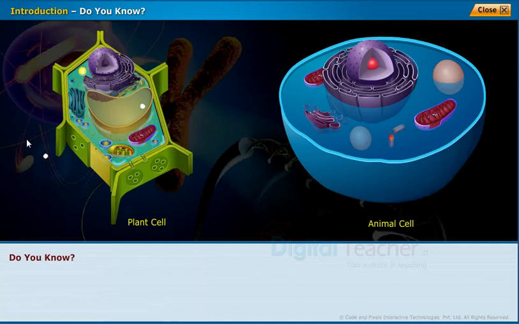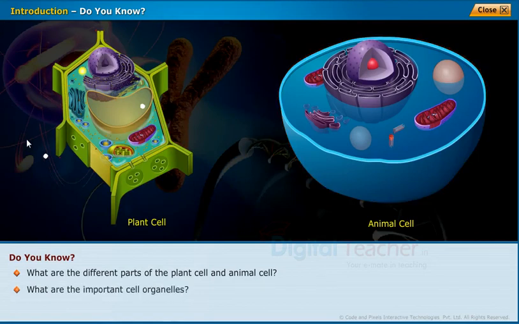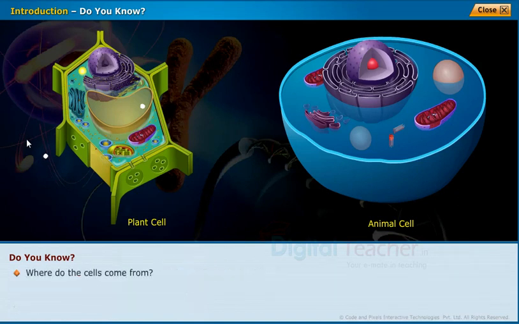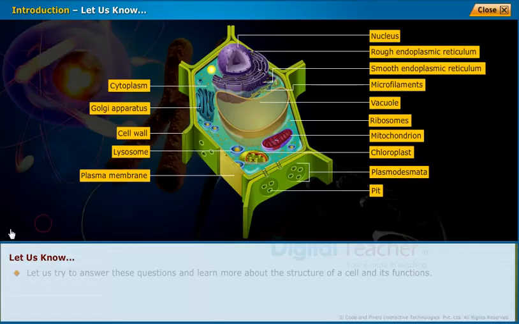Do you know what are the different parts of the plant cell and animal cell? What are the important cell organelles? Do you think that cells are flat structures? Where do the cells come from? What common features do you see in plant and animal cells? Let us try to answer these questions and learn more about the structure of a cell and its functions.